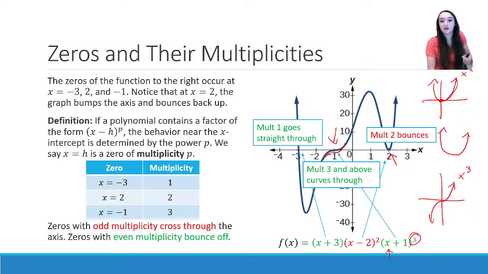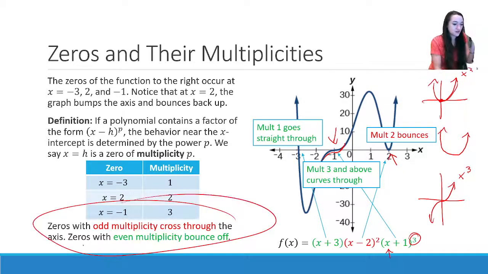So the main things to think about are multiplicity 1 crosses through like a straight line, like x to the first power. Multiplicity 2 bounces off. Multiplicity 3 curves through like x cubed. Multiplicity 4 would also bounce. 5 would curve. 6 bounce. 7 curve. So main rule is odd multiplicity crosses, even multiplicity bounces. And we can tell our multiplicity based on our equation or our factored form. So the fully factored form tells us what our multiplicities are. Multiplicity 1, 2, and 3.